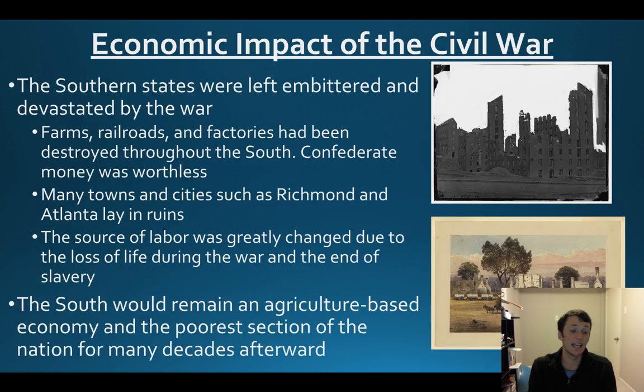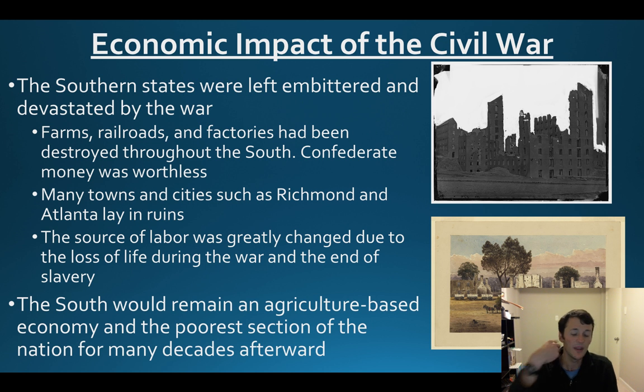So we talked about the economic impact of the war, right? We know that many southern states are going to suffer some major devastation, and they're going to be embittered and devastated by this war, right? Farms, railroads, factories have been destroyed in the South. Confederate money is going to be useless. Why would the Union take any of that, right? Many towns and cities, such as Richmond and Atlanta, lay burned and in ruins. The source of labor that many of these people had with the slaves is going to completely change due to the loss of life, but also the end of slavery, right?